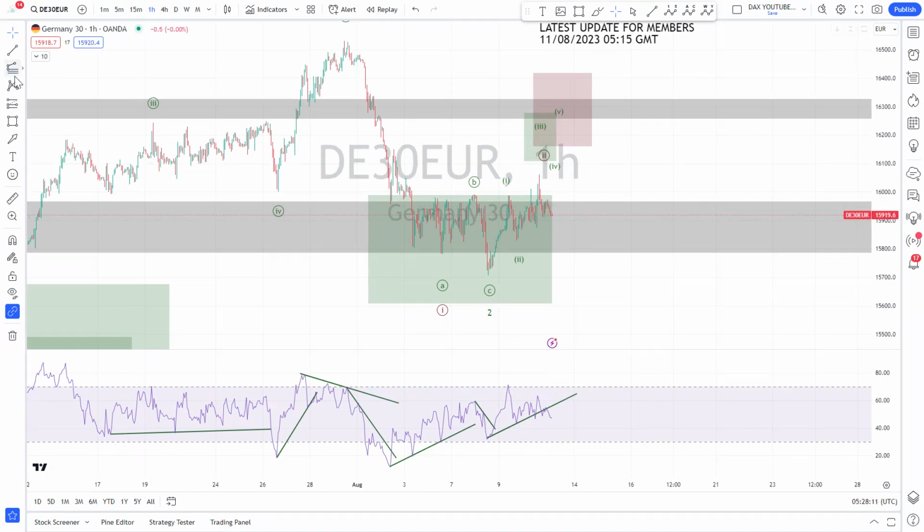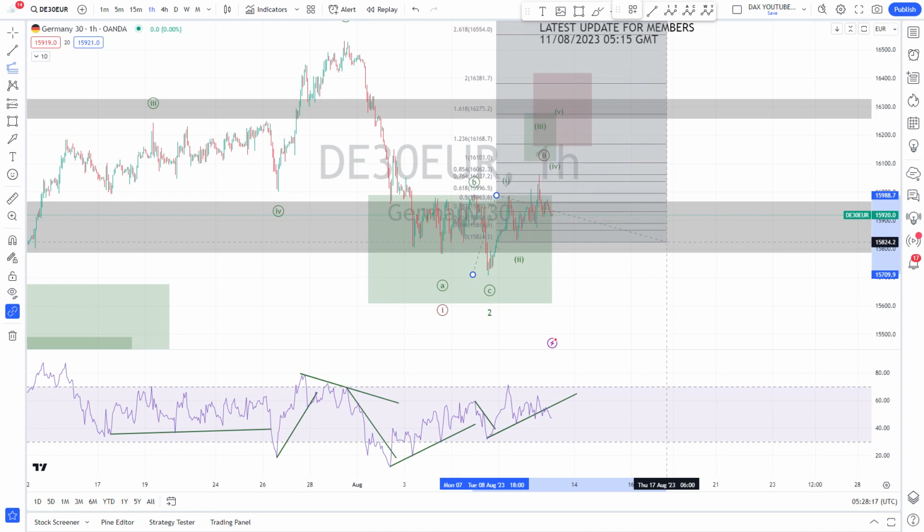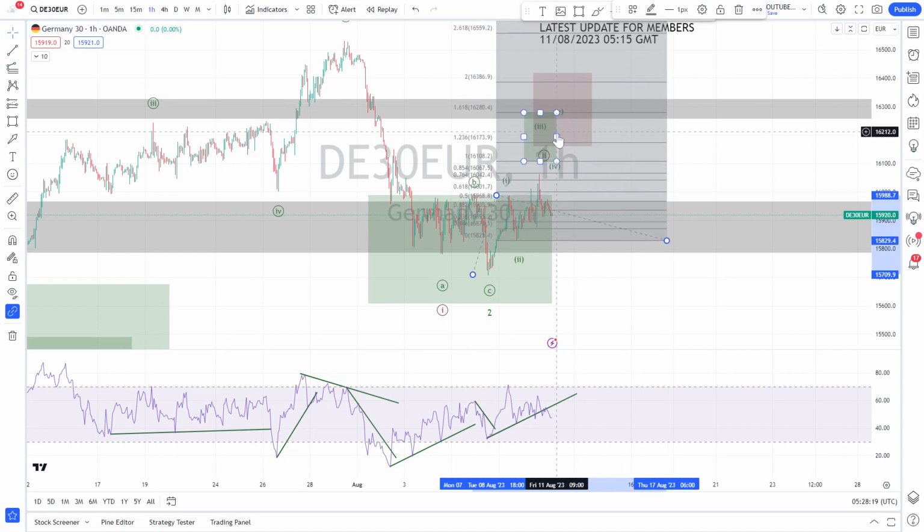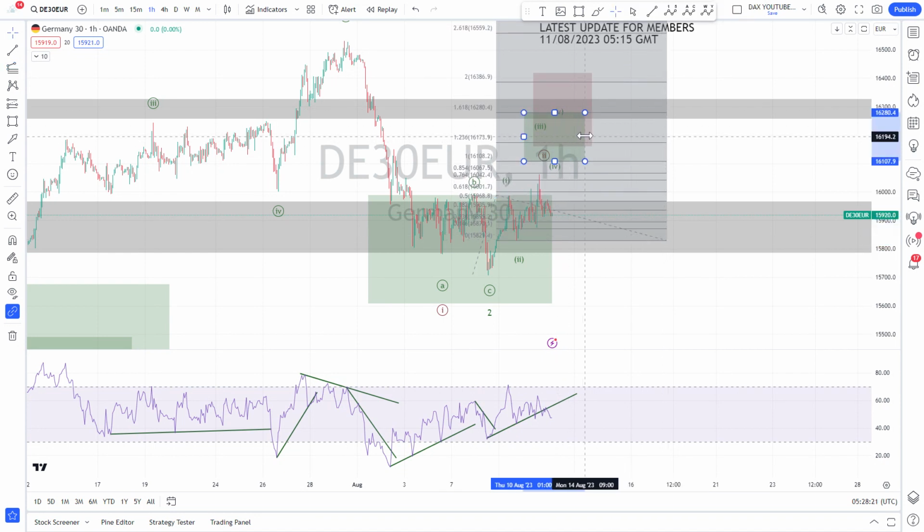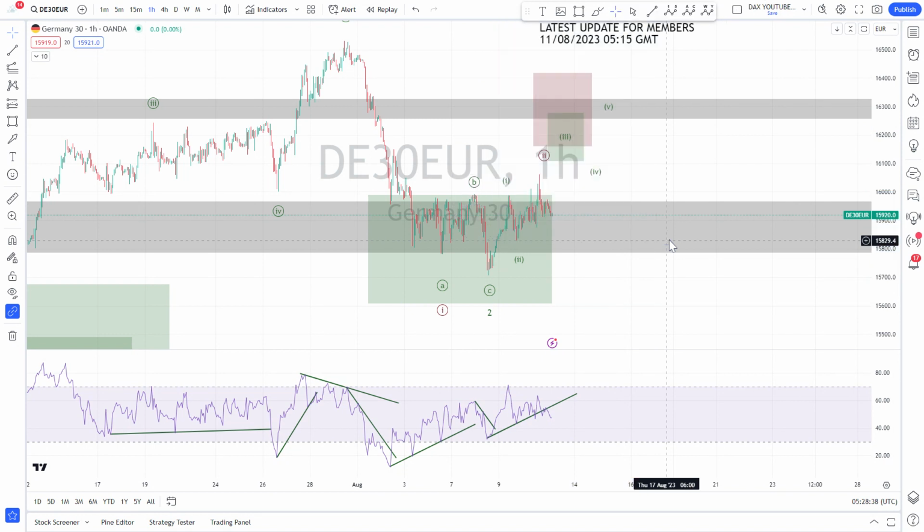But so the target area for our wave 3 would be, so we take the length of wave 1, the length of wave 2, then the target area for our wave 3 is here, the area between the 1 and the 1.618 Fib extension. So then we should see something like this. If the bullish scenario plays out, we should see something like this.